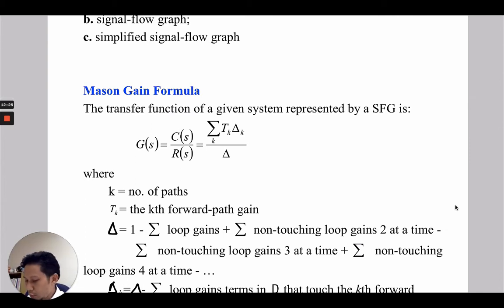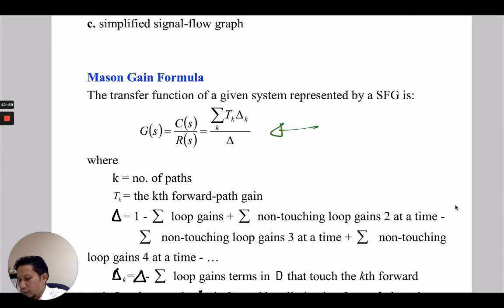But again, with the signal flow graph, we can use the Mason gain formula. The Mason gain formula can be used to simplify the block diagram by using this equation. We have G(s), the transfer function, which represents the ratio of C(s) over R(s), output over input, and then we have the summation of T_k delta_k over delta. What is k? k is the number of paths. T_k is the kth forward path gain.